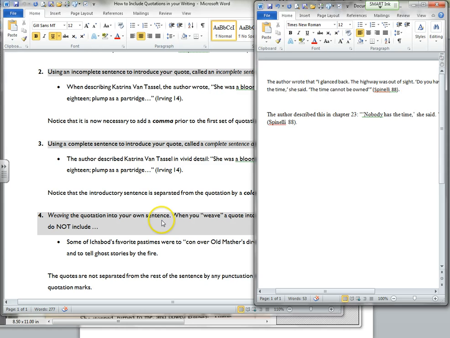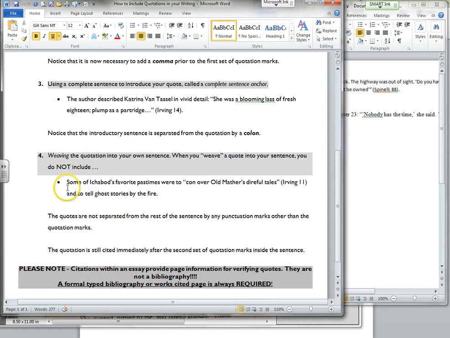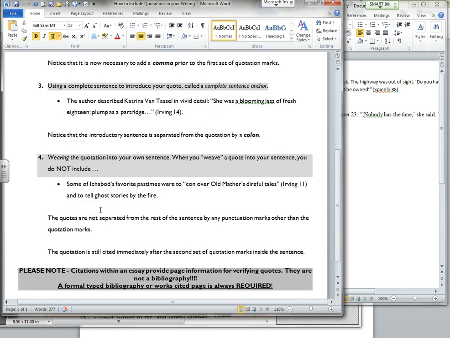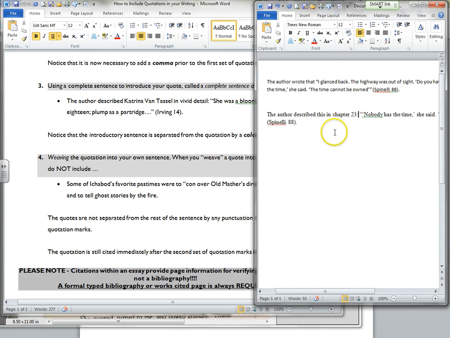The last way is what we would call weaving it, where you're making a point, you're making your argument, and you just include the quote right within your sentence. This is the most complex way to include a quotation in your writing, and something that with some of you we may try towards the end of the year once you get comfortable with these other ways of introducing your quotes.